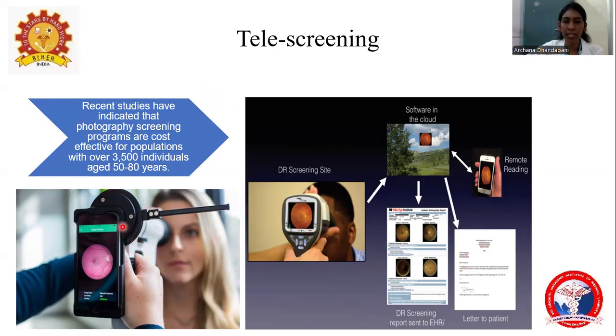You can see here it is a portable device. It is very handheld. It is very easy to perform. Now, minimal training is enough to perform this, and it will be attached to a smartphone. Even undilated photograph we can take with this camera. It will give a conventional 50-degree photograph, and we upload it in a software, and we will refer it to an ophthalmologist, and they will give a report, diabetic retinopathy screening report, and it will give a letter to the patient about the status of his retina.